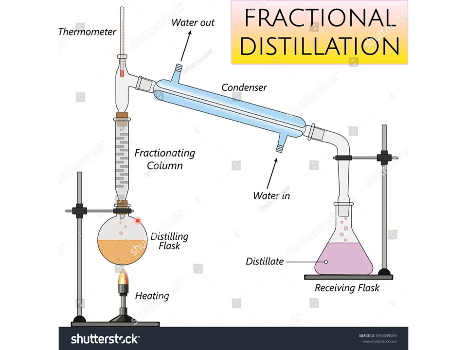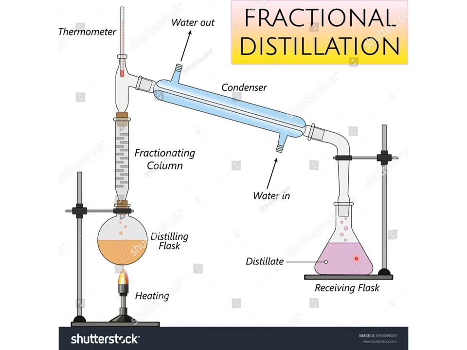So by the end, if you condense the vapor phase at this temperature, or in the first step, if you condense the vapor and you collect it in the receiving flask as the distillate, it will have a different composition from that existing in the distilling flask.